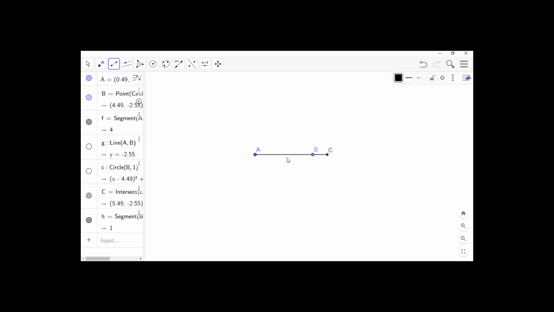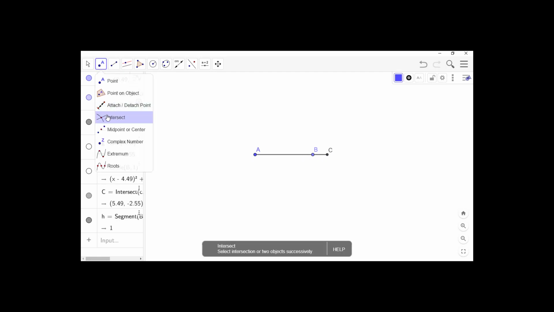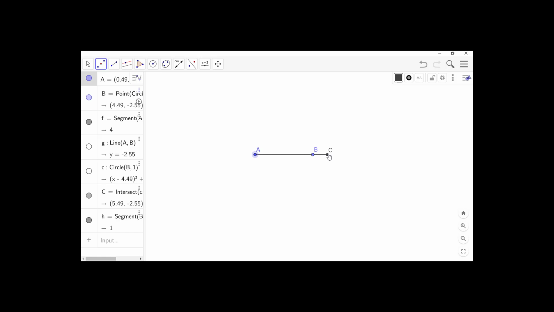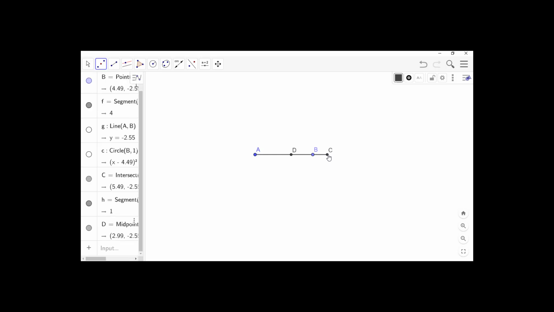So I have AB, which I know is 4. I made it that way. It doesn't have to be made that way, but I'm just trying to make life a little easier on us. And then the single segment that is 1 unit. Now I need the midpoint of this larger segment, which I could do with my classical tools. But I'm going to do it the quick way and just use the midpoint tool that's built into GeoGebra.